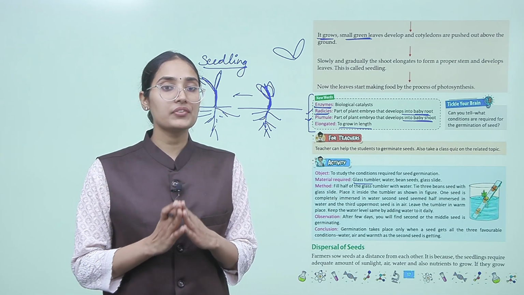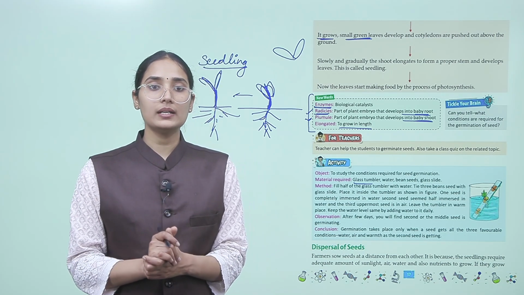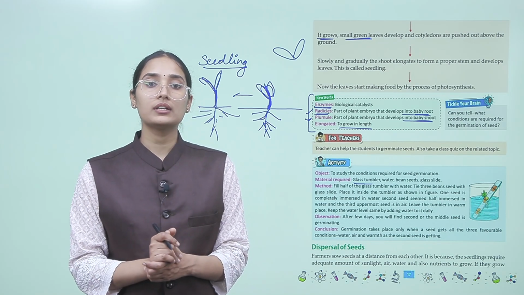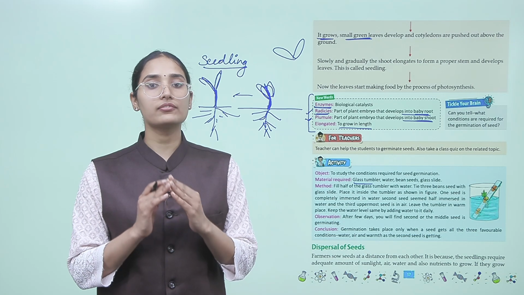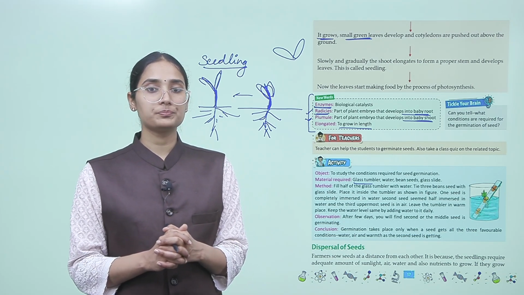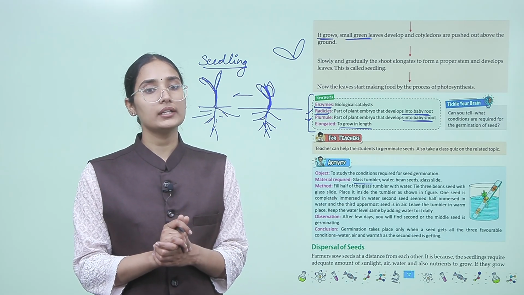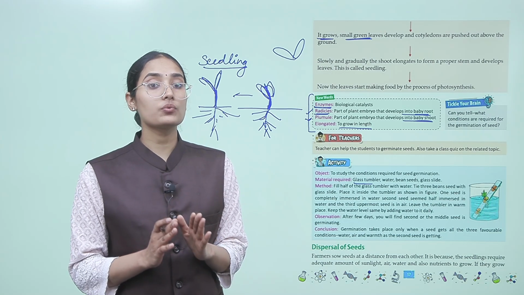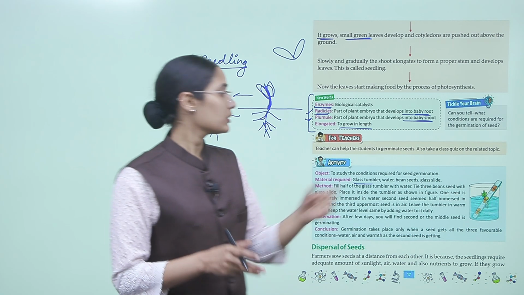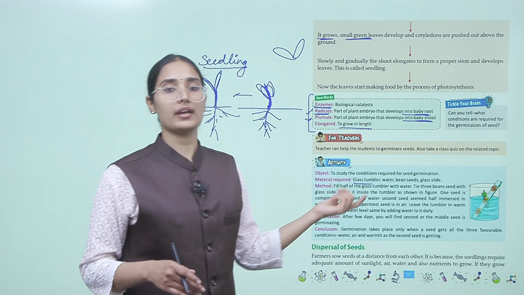So, what we have to do is fill half of the glass tumbler with water, tie 3 bean seeds to a glass slide, and place it inside the tumbler as shown in the figure. One seed is completely immersed in water, the second seed is immersed half in water and the third, uppermost seed is in the air. Leave the tumbler in a warm place. Keep the water level the same by adding water to it daily. Now, after a few days, you will find the second or the middle seed is germinating.